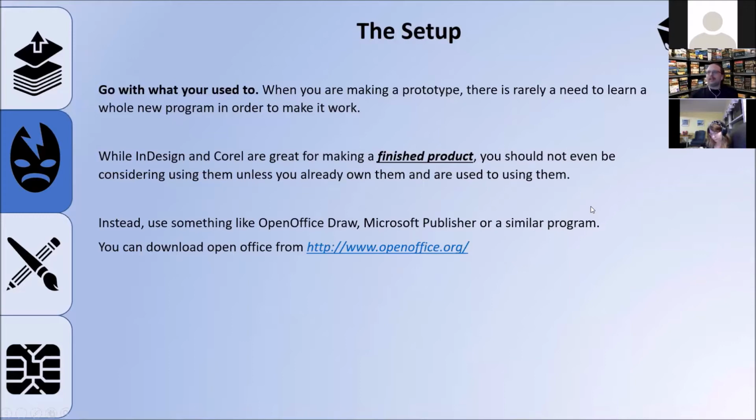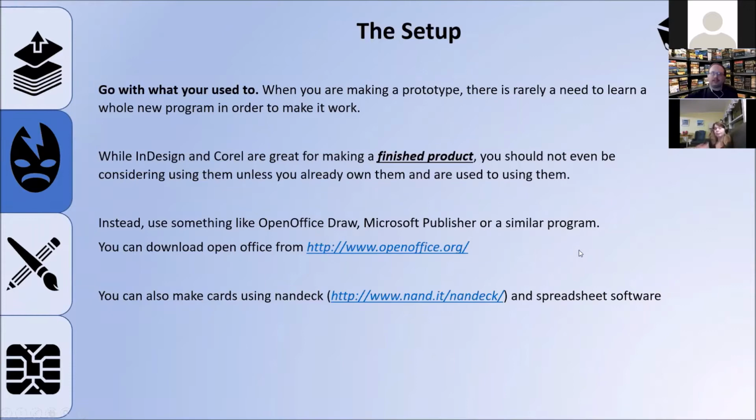Good programs that you can start with, if you don't have any particular program you're used to doing any sort of quick design stuff in already, would be OpenOffice, OpenOffice Draw specifically. It's a free program. The link is there on the page, and it's also on the download that was given for today. Microsoft Publisher, if you already have Microsoft Office and you're used to doing it. Those are perfect programs for doing your initial designs. And there's a lot of different things you can actually do in those programs.